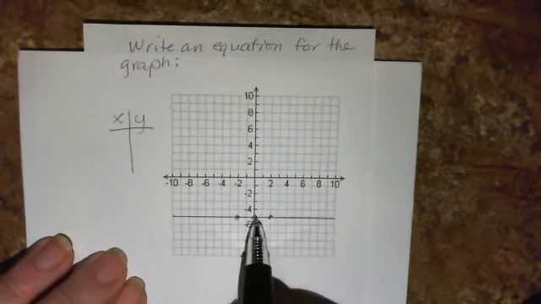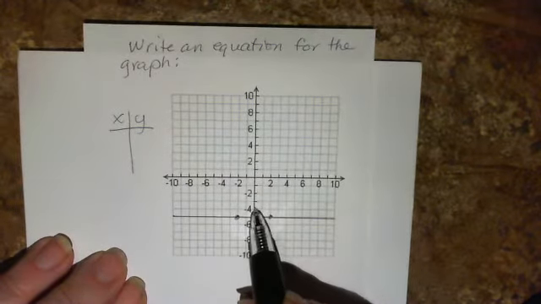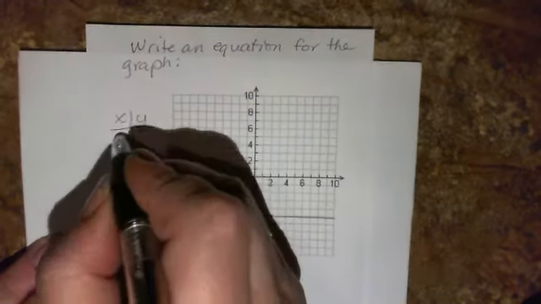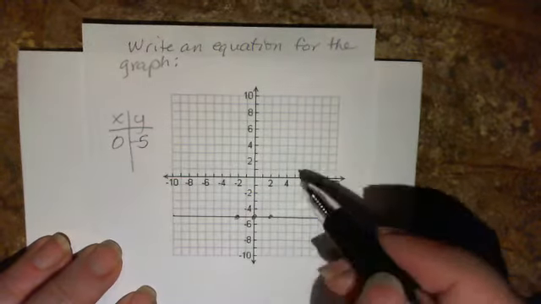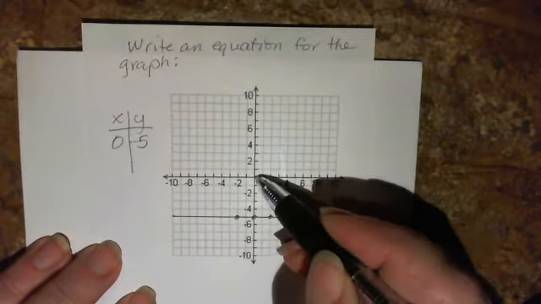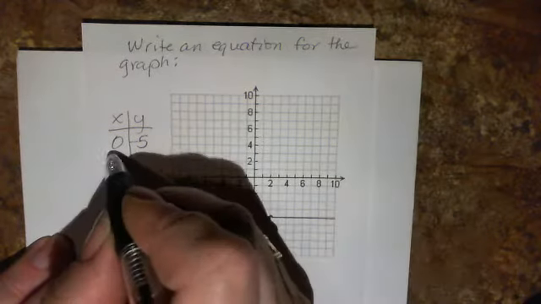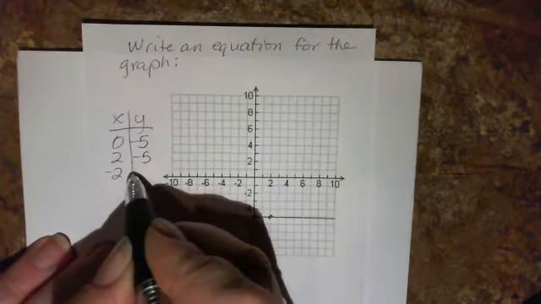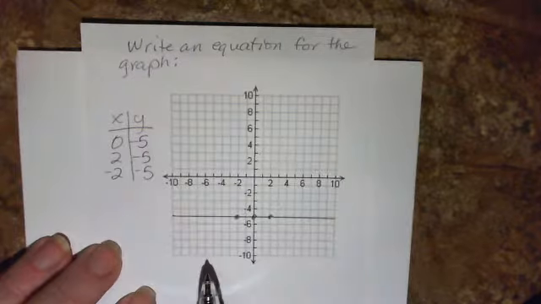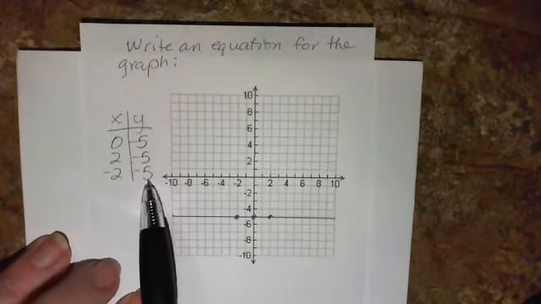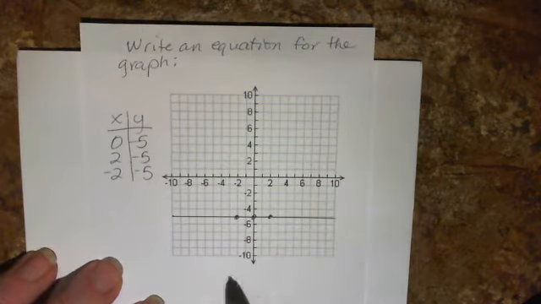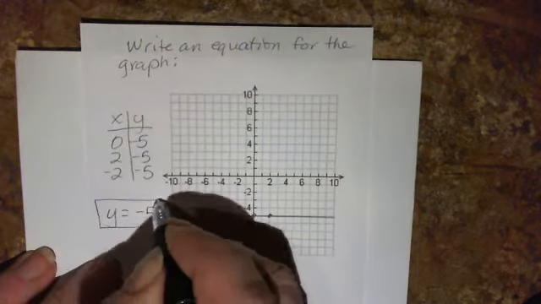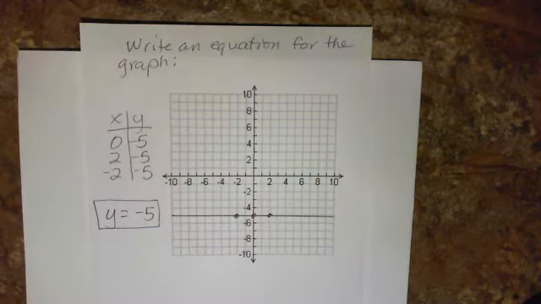What's our y-intercept? Well, it was negative 5. Actually, it's (0, -5), isn't it? (0, -5). What about this point here? Well, that's (2, -5). And what about this point here? Well, that's (-2, -5). And so this should be enough to jog our memory that y always has the same value for this horizontal line. So the equation looks like y is equal to negative 5. Y is equal to negative 5.